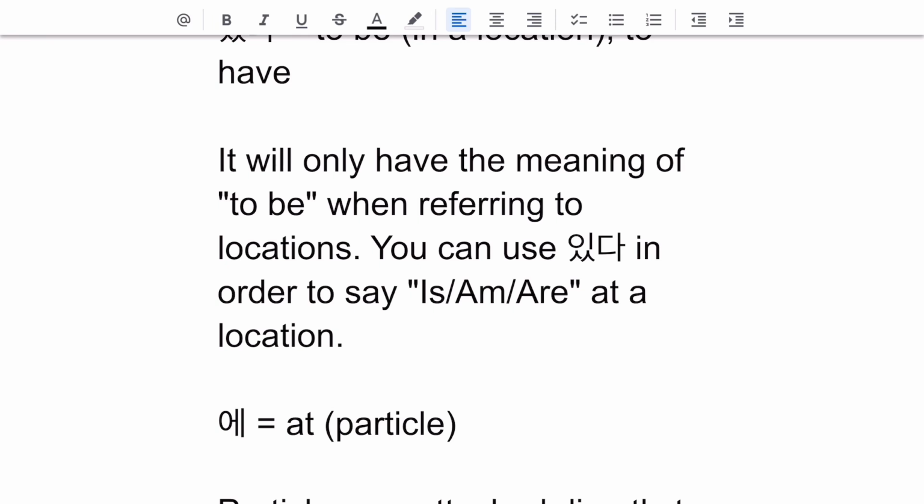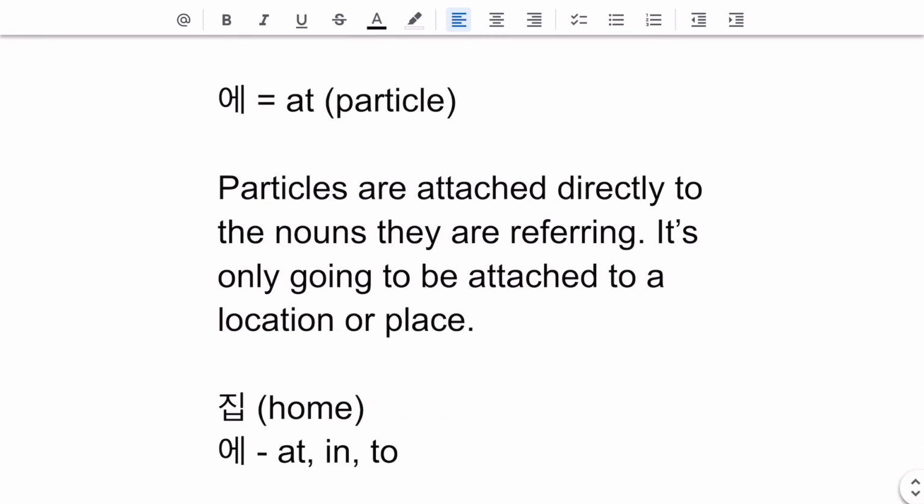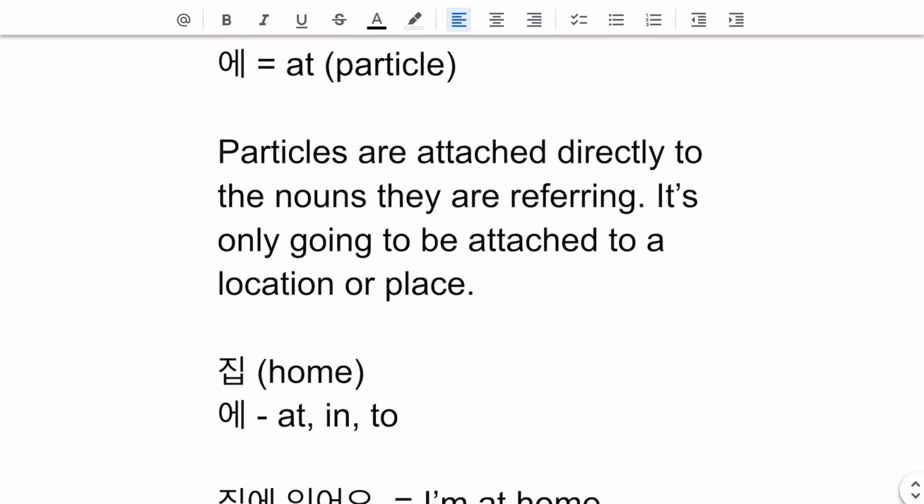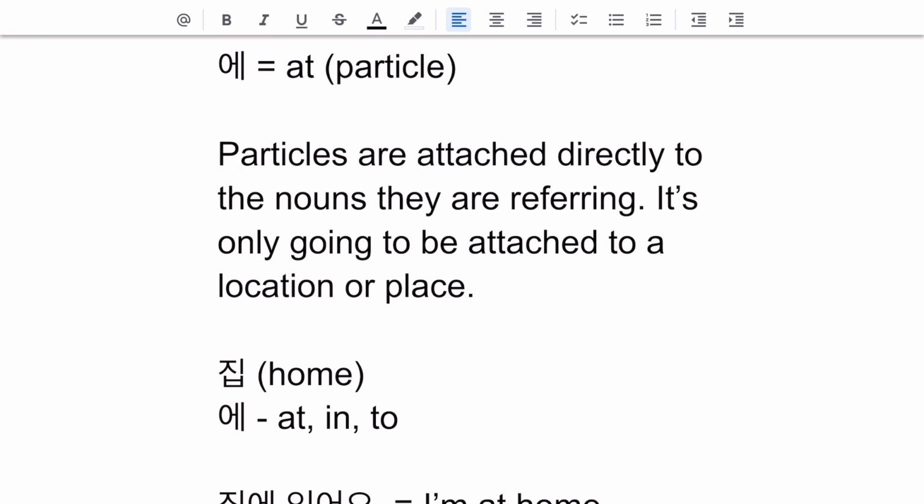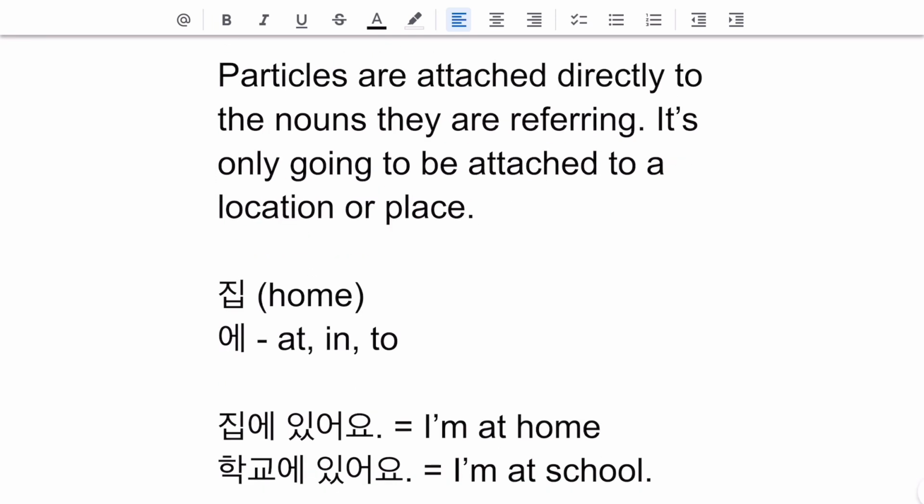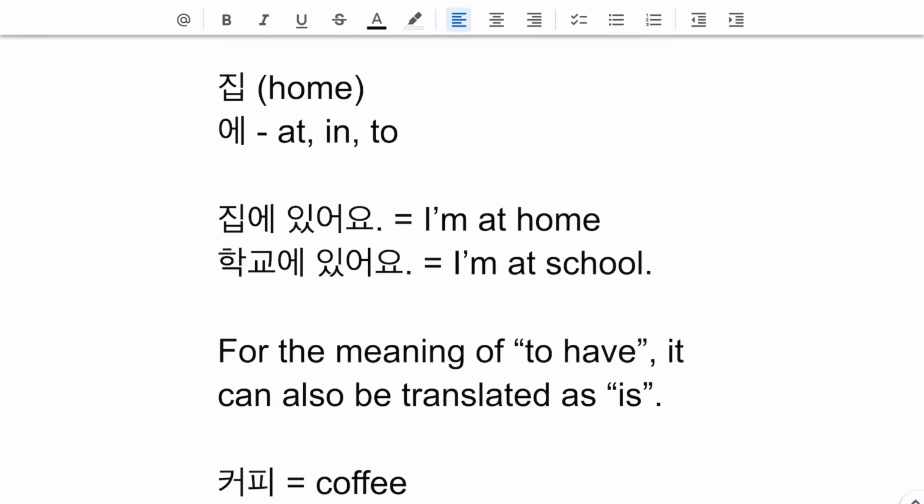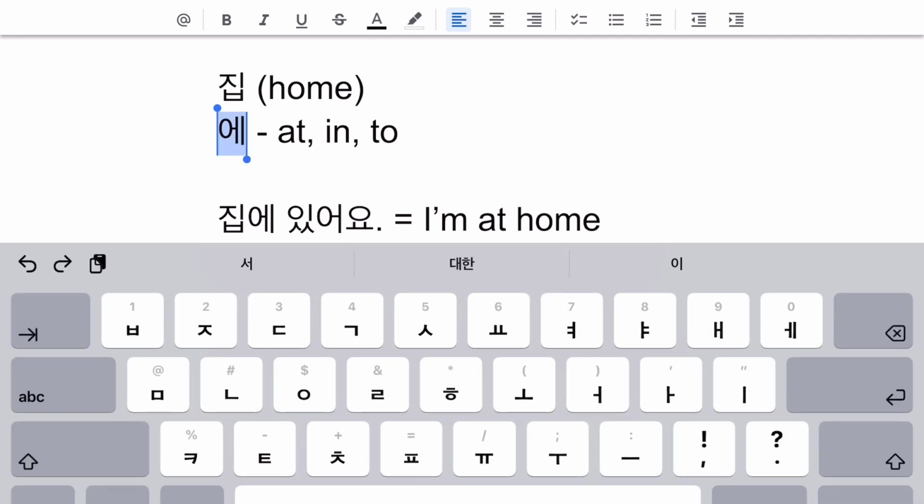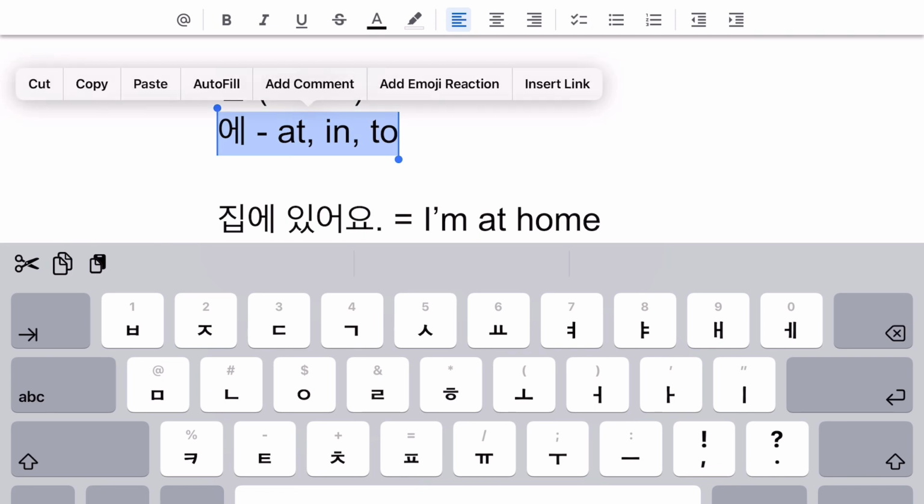In English, to be is like is, am, are. Here, I am there. You are here. She is here. That type of thing. Is, am, are at a location. What we're going to learn later is about this particle. These particles are attached directly to the nouns they refer to. It's only going to be attached to a location or the place. So 집. You might have noticed in the first lesson we were making sentences, or a lot of sentences, that didn't have in or at. We left those out. This means at, in, to, it can mean on, basically all of those things.